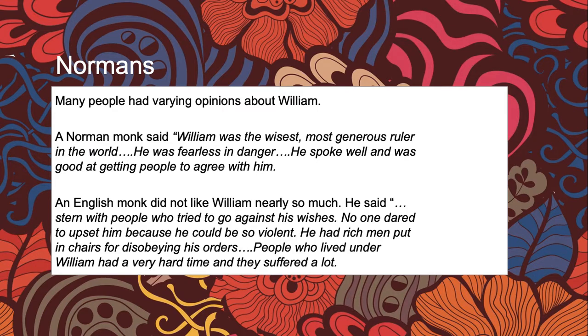An English monk, however, did not like William nearly as much. He said, stern with people who tried to go against his wishes. No one dared to upset him because he could be so violent. He had rich men put in chains for disobeying his orders. People who lived under William had a very hard time, and they suffered a lot.